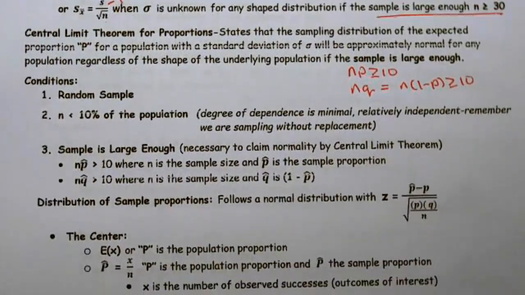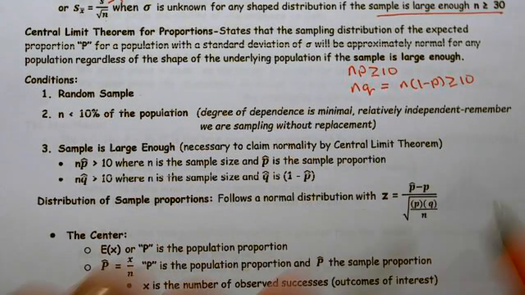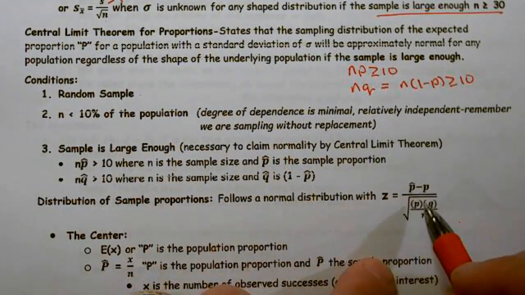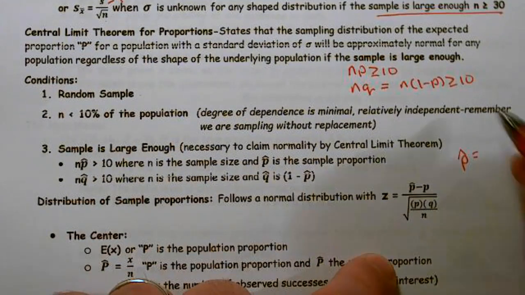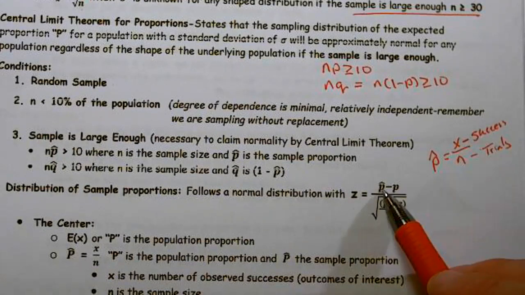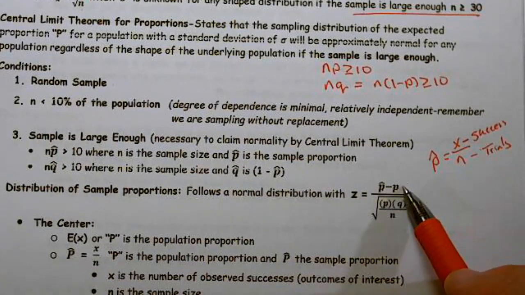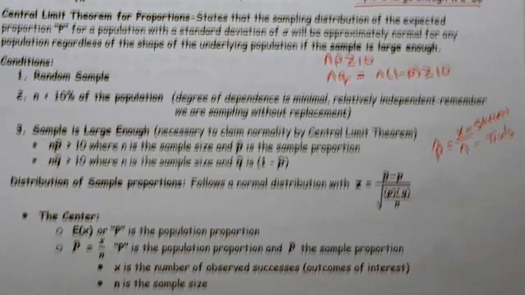If we have that, then we say the distribution of the sample proportions follows a normal distribution with Z equals P hat minus P. We need to talk about P hat real quickly. P hat is the sample proportion, where X is the number of successes and N is the number of trials. So this is going to be successes over trials. And that's how that relates to the binomial. So P hat is the sample proportion. P is the claimed population proportion. And this is what we're going to believe to be true until we prove otherwise.